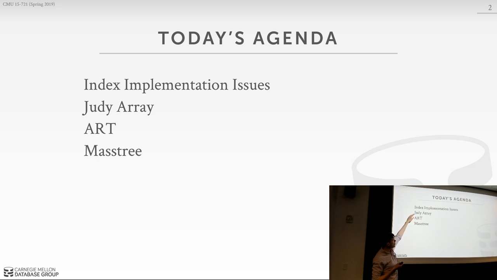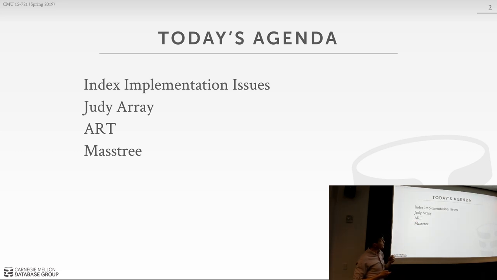When we talk about trie data structures, we're going to talk about primarily two variants, the Judy arrays and the ART index, which is the paper you guys read. And then we'll finish up by quickly mentioning what the MASH tree is, because I think it'll tie in nicely together all the things we talked about from last class and this class into a single data structure.